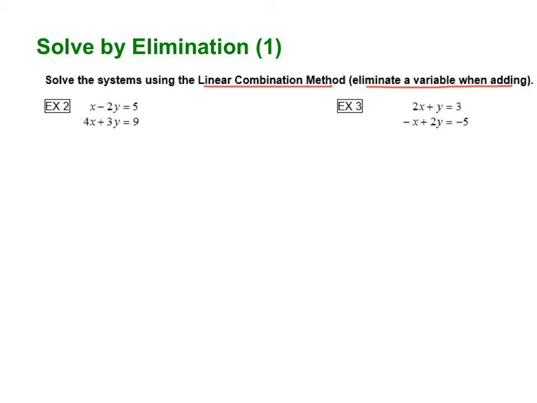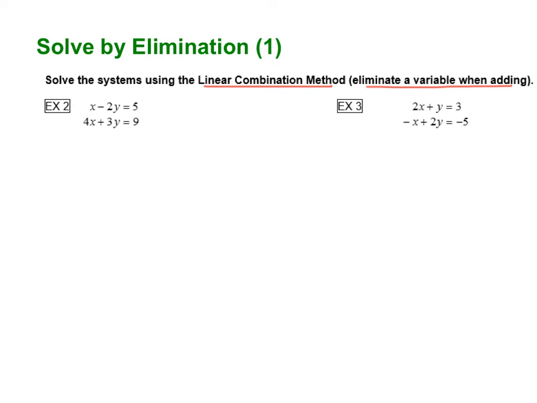Our goal is to eliminate the x or eliminate the y from our system. And we do that with multiplication. You want to think addition. We're going to add these two equations and we want the x's to eliminate or we want the y's to eliminate. Well, right now, nothing eliminates. If you add the x's, you get 5x. If you add the y's, you get 1y. And you want to get 0x or 0y.